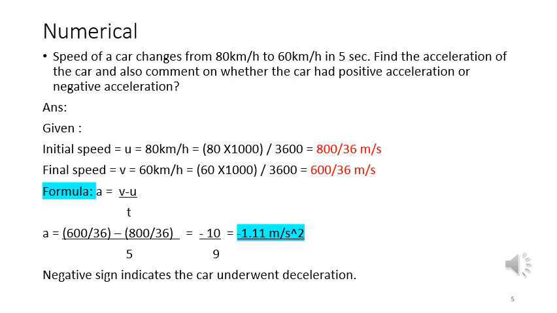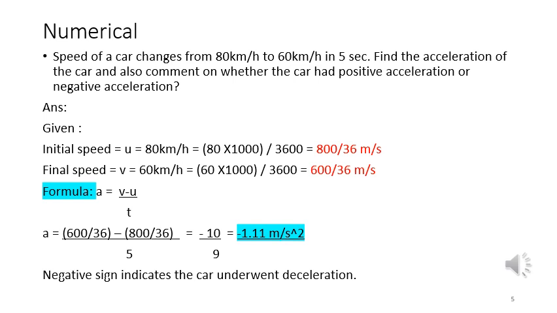Let us try and solve one numerical based on this. The speed of a car changes from 80 kilometers per hour to 60 kilometers per hour in 5 seconds. Find the acceleration of the car and also comment whether the car has positive acceleration or negative acceleration. For every numerical, we need to first write down whatever is given. So the initial speed is 80 kilometers per hour and the final speed is 60 kilometers per hour.